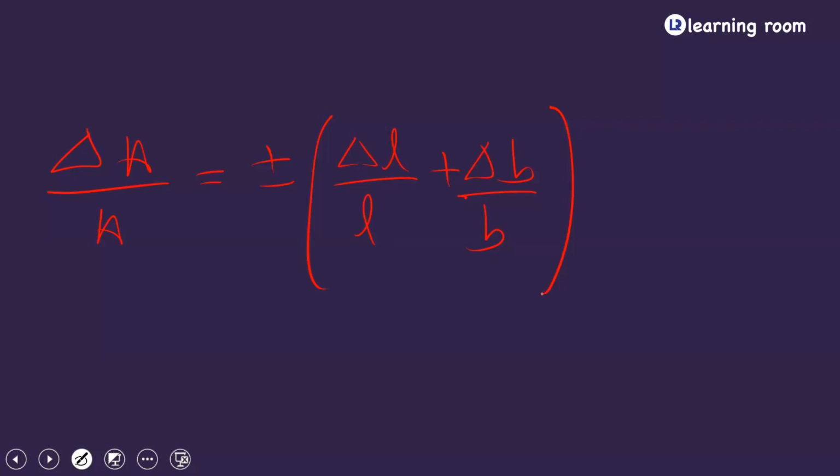Delta L is, yeah, that's in the question. Delta L is 0.1, delta B is 0.2. It's quite direct. You know A. Length into breadth, direct you multiply. It's how much? Correct.